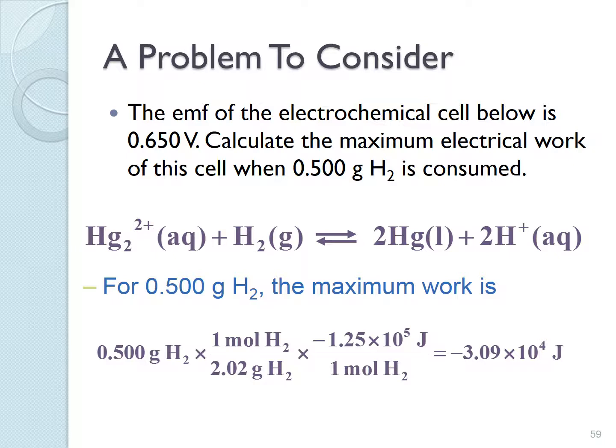So that's how much for 1 mole of hydrogen, because this balanced chemical equation has 1 mole of hydrogen. To have 0.5 grams of hydrogen, we just have to calculate: there are 2 grams per mole. The maximum amount of work is negative 1.25 times 10 to the 5th joules per 1 mole of hydrogen from the balanced chemical equation. And so for a half a gram of hydrogen, we'll be given off 3.09 times 10 to the 4th joules for a half a gram of hydrogen to react according to this reaction.